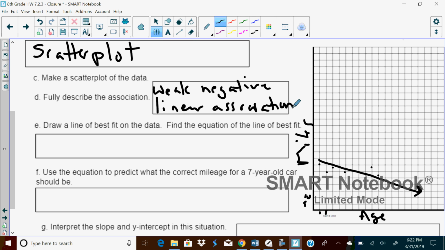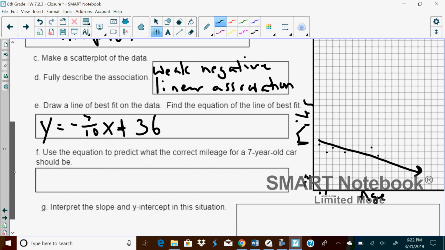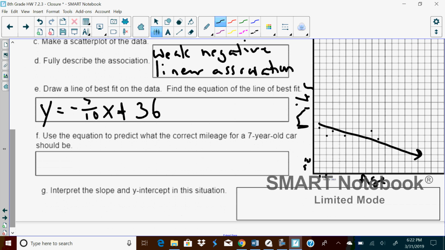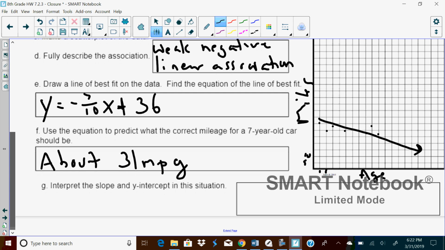Draw the best fit line. I did that, and then my equation ended up being about y equals negative 7 over 10 x plus 36. But everybody's will be a little bit different. If I used it to predict a 7-year-old car, I got about 31 miles per gallon. And interpret the slope and the y-intercept.